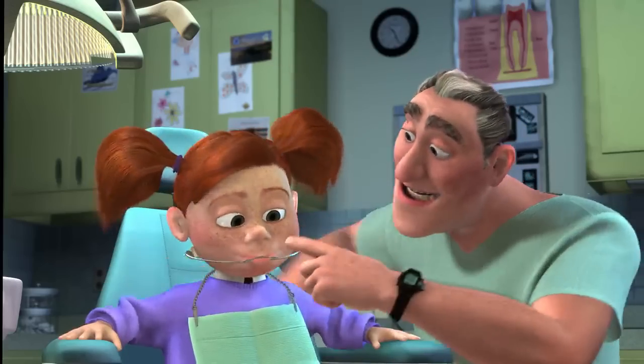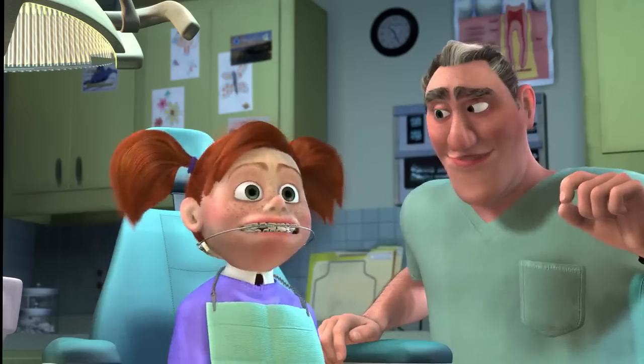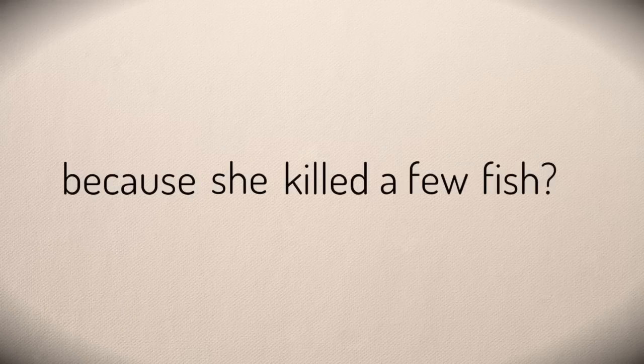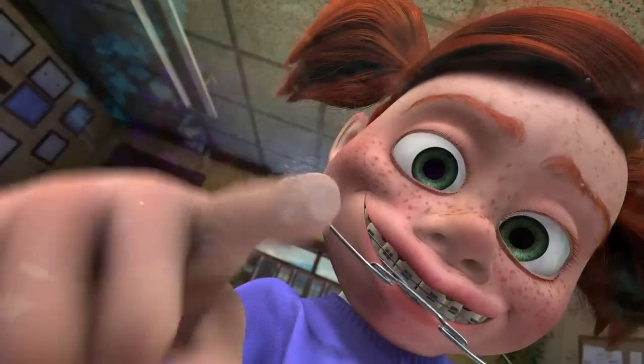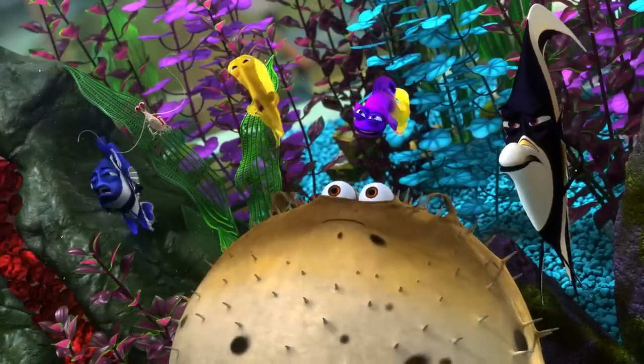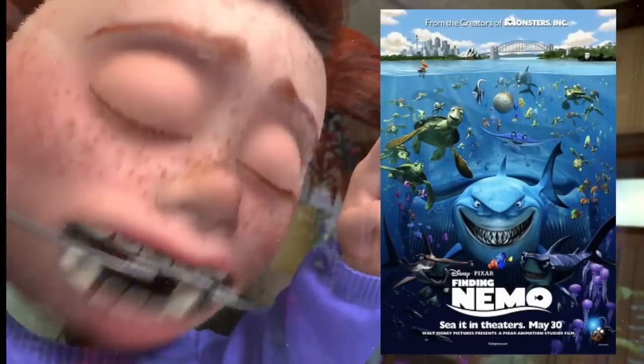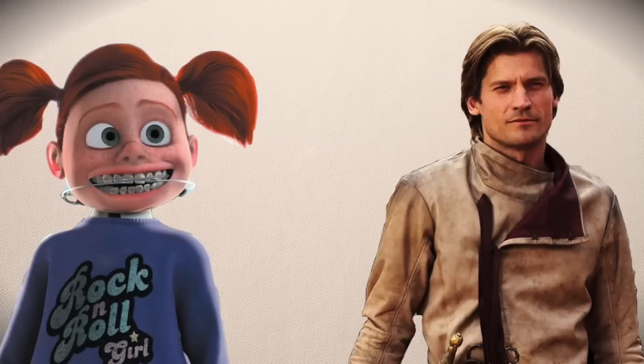You hate her with the passion of 1,000 suns, and why? Because she killed a few fish? But come on, she didn't know any better, she's just a kid after all. No, we hate her not because she's the worst person in the world, but because she's the worst character in Finding Nemo. Objectively speaking, Jaime Lannister is a far more terrible person than Darla is.